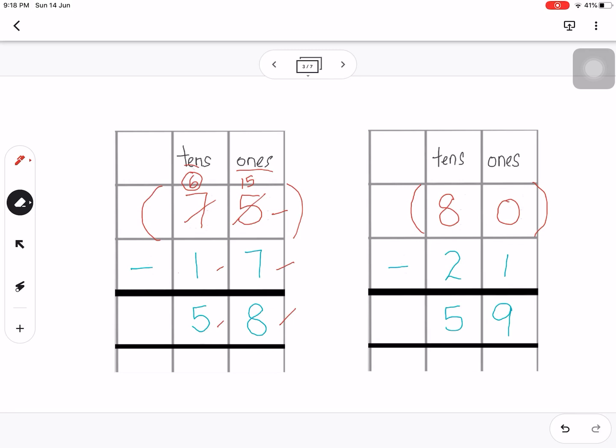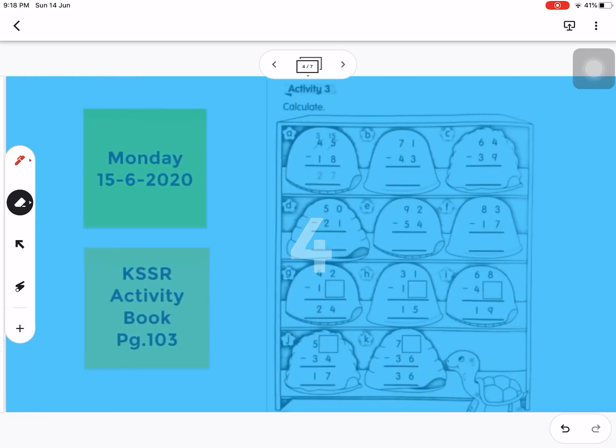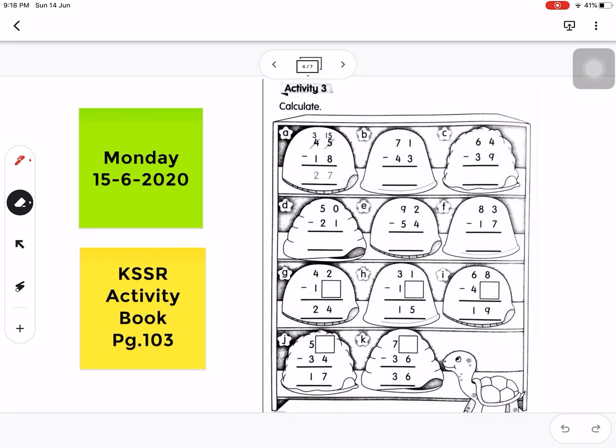Okay. Now, we are going to start the exercise already. Start by writing down the day and date. So, today is Monday.